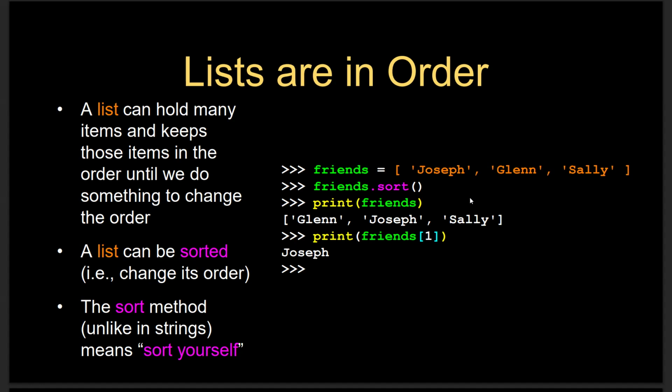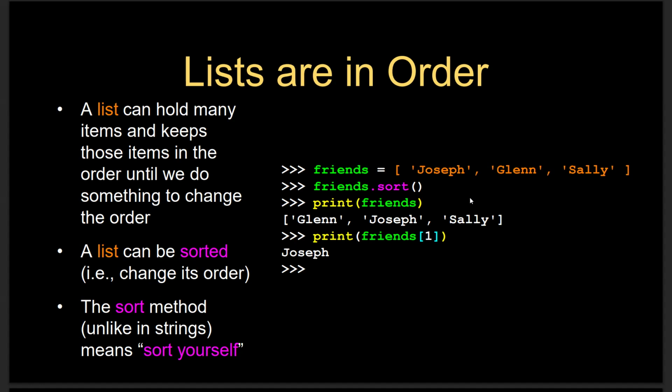See here. Suppose you have created a friends list. In that there are three names: Joseph, Glennie, and Sally. Suppose I want to do sorting, how do I do it? Friends dot sort. Whenever you apply this sort function, it will sort based on the ASCII values of the characters. First it will check the characters, after that its ASCII value. Based on the ASCII value, it will sort those strings.